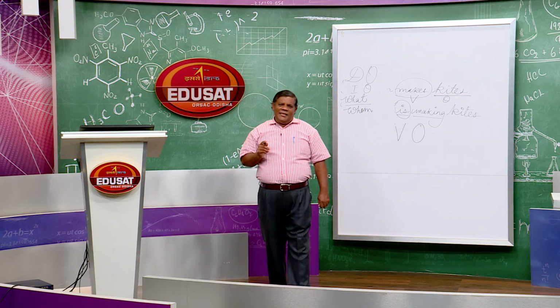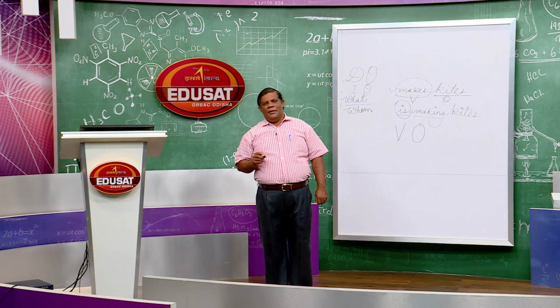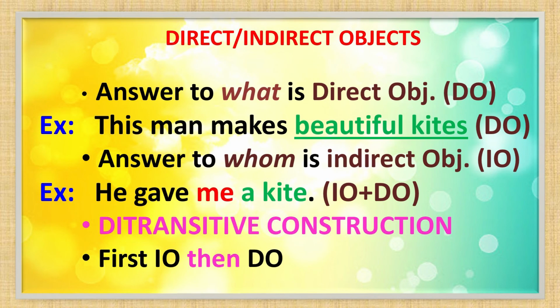The part that answers the question what is called the direct object. This man makes kites, and here, this man makes what? Kites. This is a direct object, because it answers the question what. The teacher called the boy. Here, the boy answers the question whom, it does not answer the question what, therefore it is called the indirect object, IO.